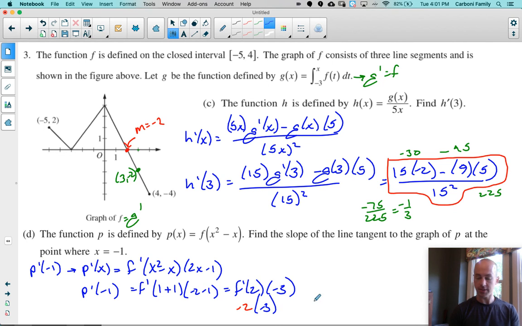And typically I would stop there. However, this is fairly easy to clean up to a nice simple 6. And there is the end of this question.